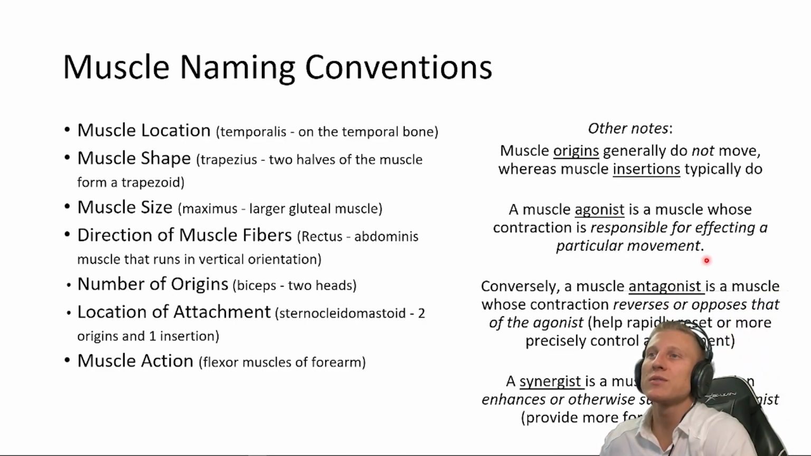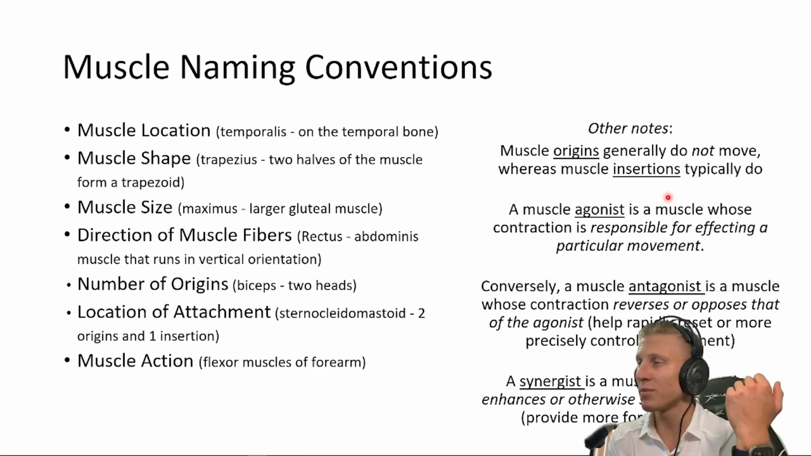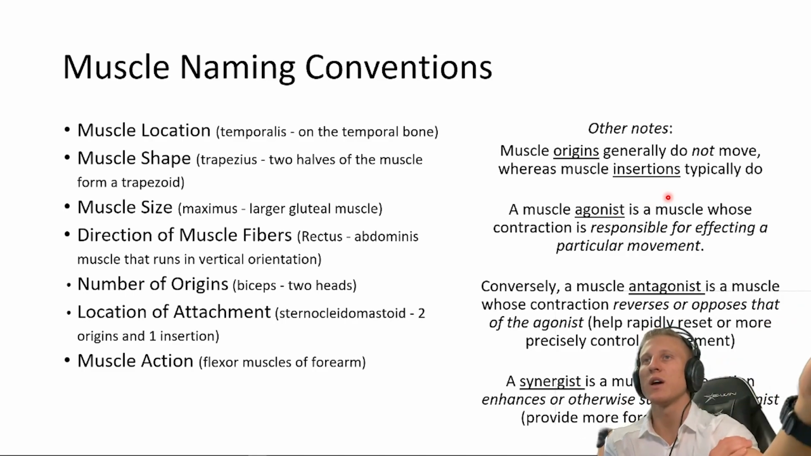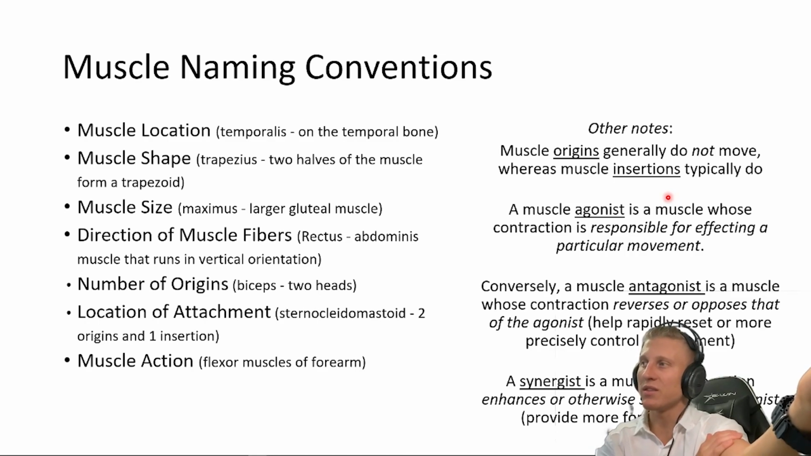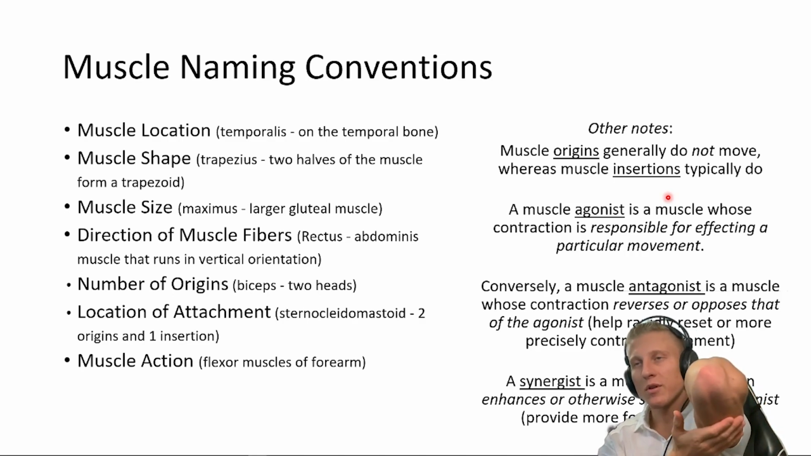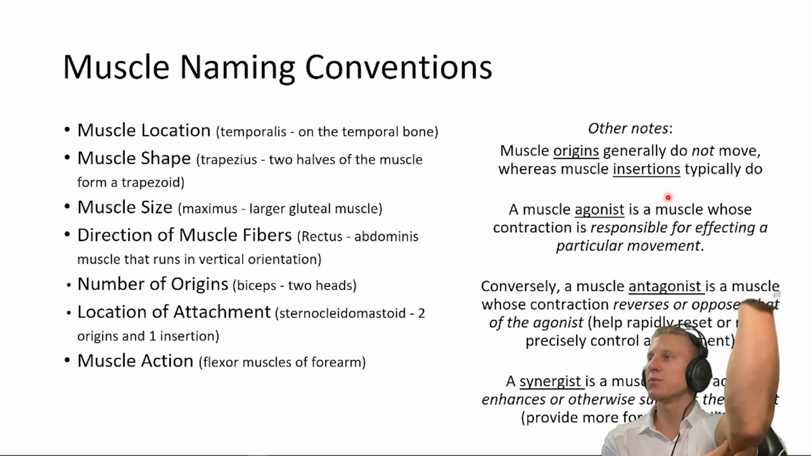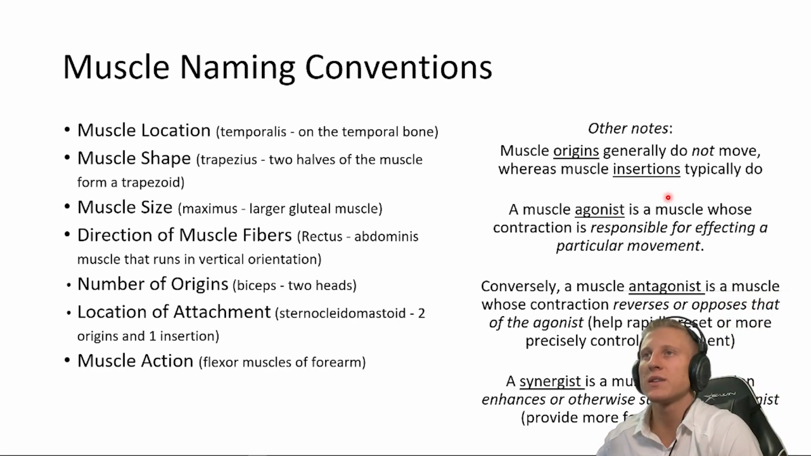Conversely, we have a muscle antagonist. An antagonist otherwise opposes the function or the contraction of an agonist. Continuing with the arm as the example, because it's very intuitive: if the bicep is the agonist, we're reducing this angle, we're flexing the arm. Conversely, the tricep on the posterior surface of your arm would be the antagonist. When that contracts, it would reverse the work of the bicep.